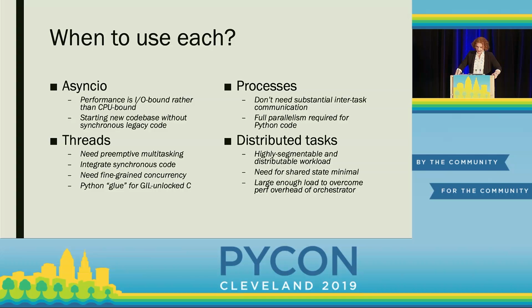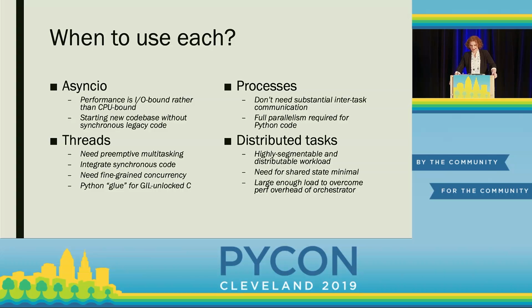Processes are great if you have parallel tasks that don't need substantial inter-task communication. Because processes don't share memory space between them, it becomes much harder to share data when you need to. You'll typically implement shared data using things like pipes or files or memory-mapped regions that are shared between processes.